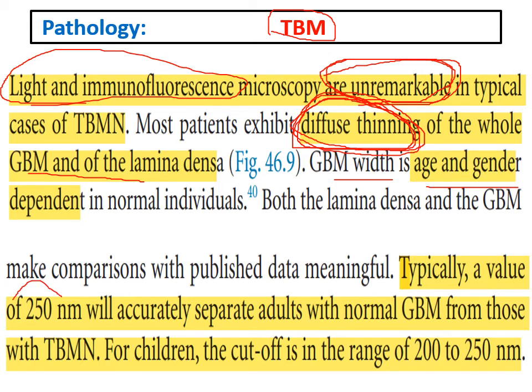Typically, a value of 250 nanometers is a differentiating cutoff between normal and patients with thin basement membrane disease. If it is above 250, mostly it is a normal GBM, but if it is less than that, it is thin basement membrane disease. For children, the cutoff is between 200 and 250. Don't forget these numbers.